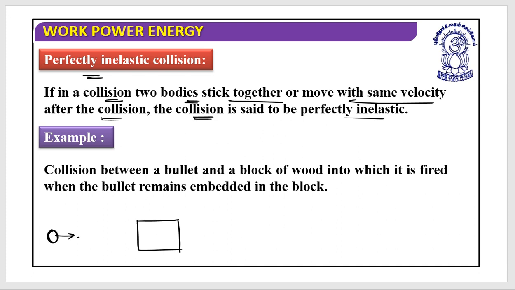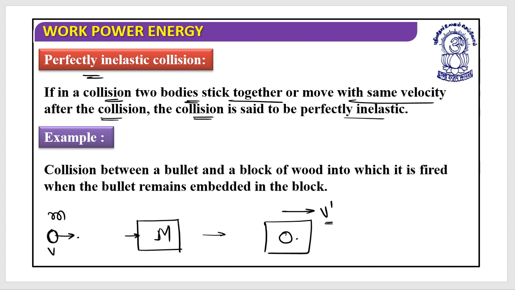Bullet is moving in this direction. It is going to hit the wooden block, and after that the wooden block plus bullet is moving with a certain velocity v dash. Let's assume that this is m into v and this is m. So at this point of time we don't know what the final velocity or the combined velocity of these two objects should be.